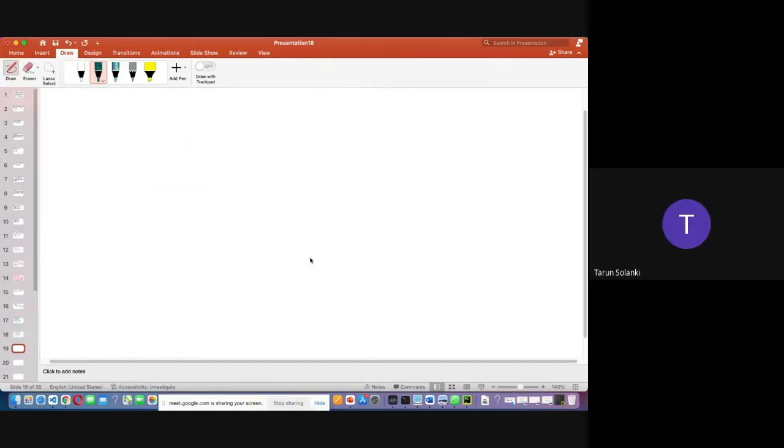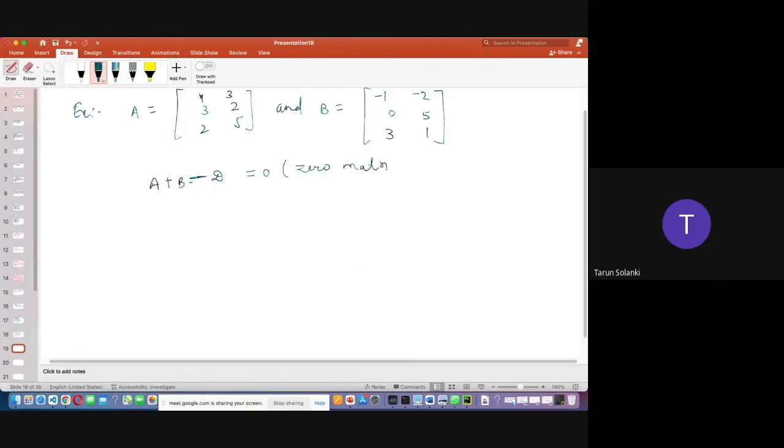Next example, A is equals to 1, 3, 2, 3, 2, 5, and B is equals to minus 1, minus 2, 0, 5, 3, and 1. A plus B minus D is equals to 0, that is 0 matrix.